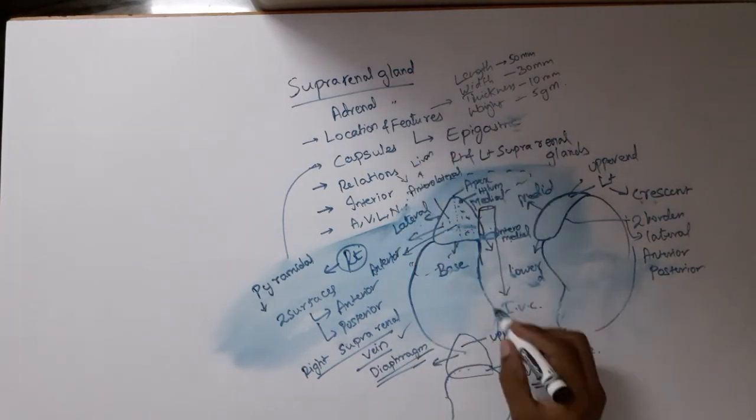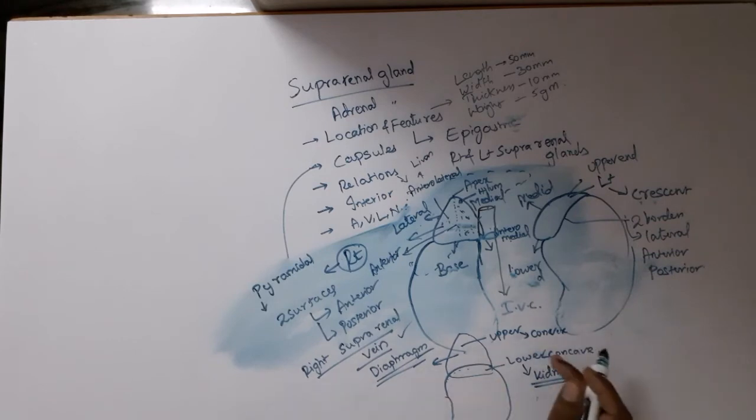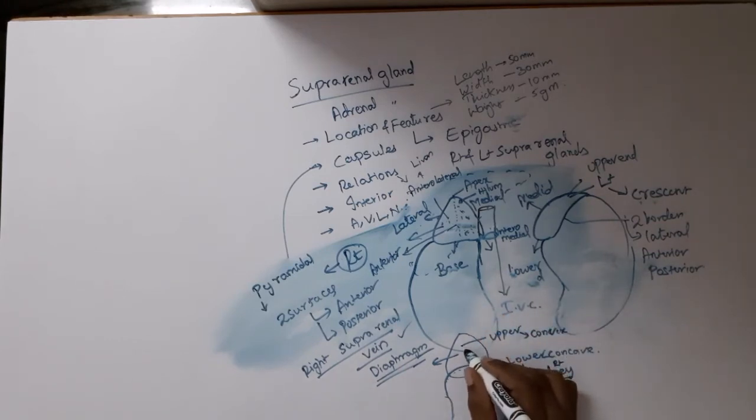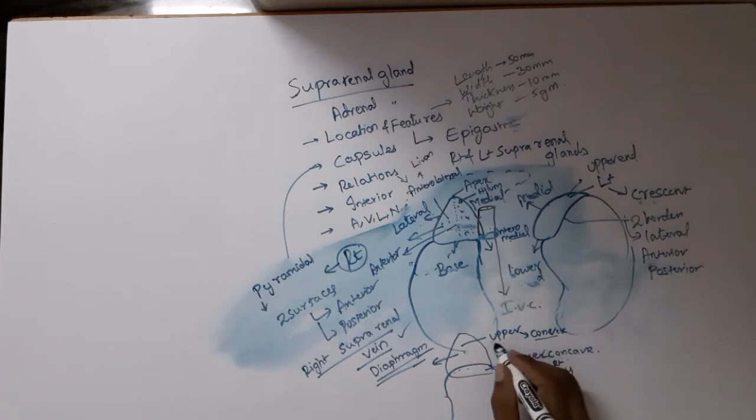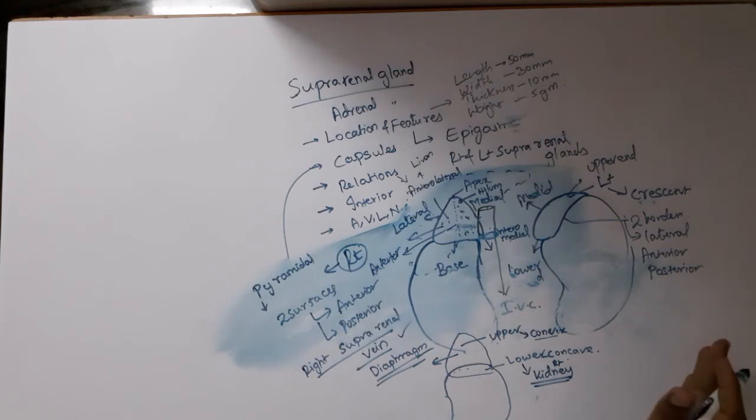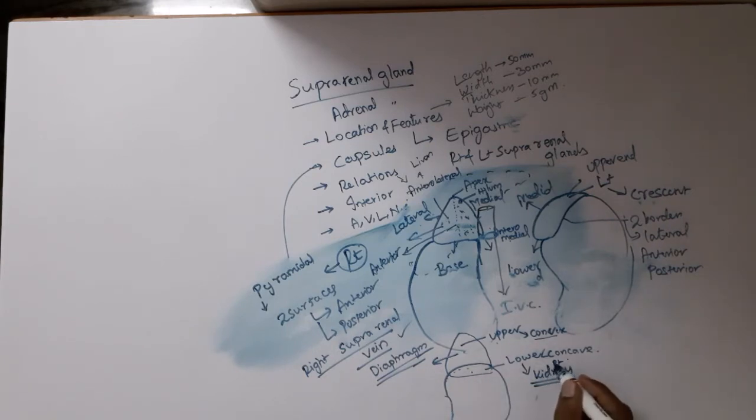Then the posterior surface, here you have two parts, upper and lower. The upper part of the posterior surface is convex and the lower part of the posterior surface is concave. The upper part is related with the diaphragm. This diaphragm separates it from the costodiaphragmatic recess of the right lung. Then inferiorly, it is related with the right kidney.